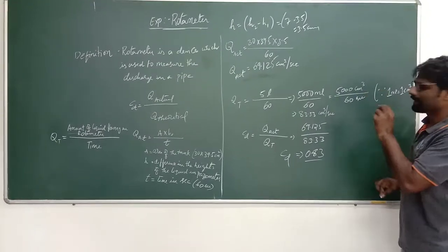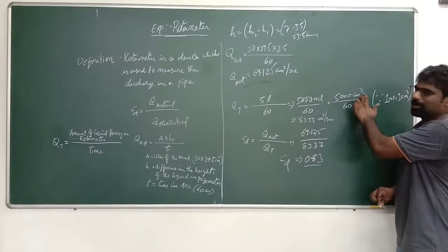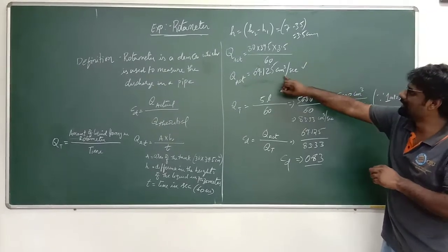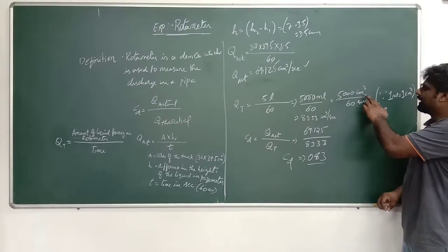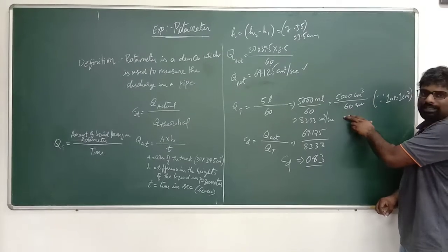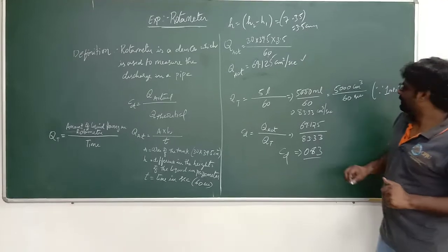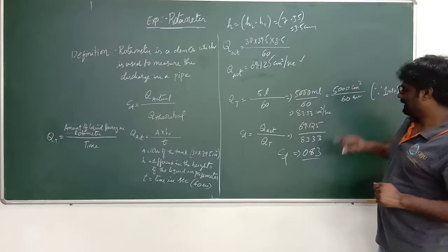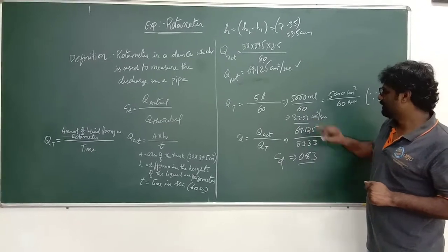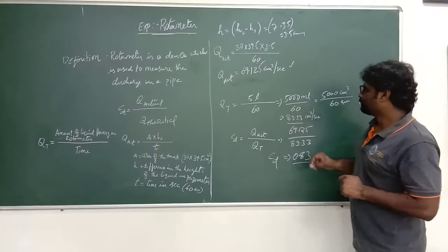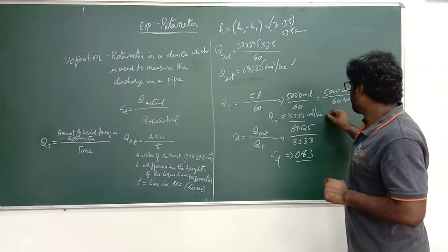We know one small conversion, that 1 ml is equal to 1 centimeter cube. Because the discharge here is in centimeter cube per second, we have to convert that also in terms of centimeter cube per second. That is what we have done. By calculating this, we got the Q theoretical, that is 83.33 centimeter cube per second. So we know Q actual and we know Q theoretical.